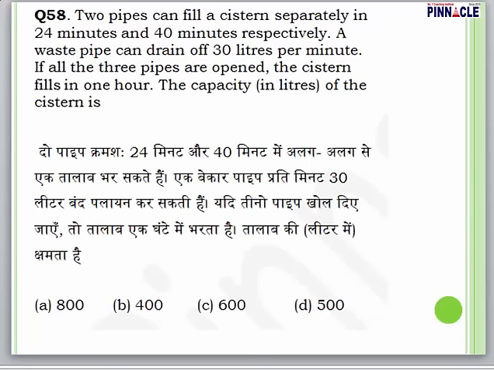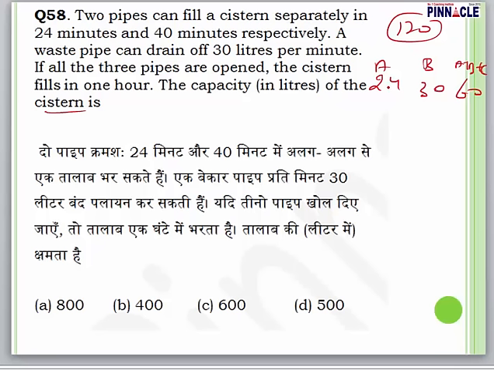Next question, question number 58. Two pipes can fill a cistern separately in 20 minutes and 40 minutes respectively. A waste pipe can drain out 30 liters per minute. If all the three pipes are opened, the cistern fills in 1 hour. The capacity of the cistern would be how much? So A and B, 20 minutes and 40 minutes, and a waste pipe can drain out 30 liters per minute. If all the pipes, A plus B plus C, that is 3 pipes, in 1 hour, 60 you can write. So 24, 30 and 60, take LCM, that is 120. Take the total capacity of the tank as 120.